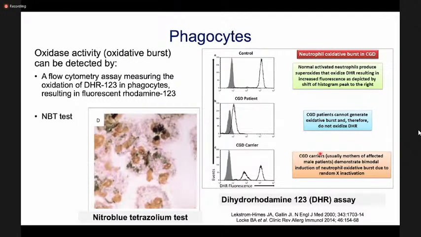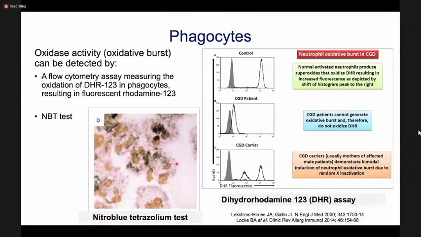where they stimulate these neutrophils. Once they're stimulated, they should undergo the oxidative burst, and then they should take up this substance called dihydrorhodamine, okay? And then you measure the amount of dihydrorhodamine. It's usually fluorescently labeled. So a patient who cannot produce a neutrophil burst, then you won't have any detection. I think I should have put scatter plot instead of this histogram plot.